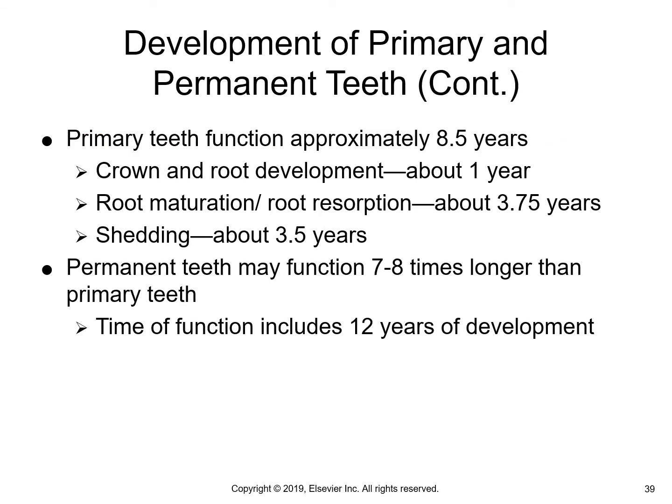Primary teeth function for approximately 8.5 years. The crown and root development takes about 1 year for primary teeth. The crown and root are not complete until that tooth is fully in function with the opposing teeth, so the root will not be completed until the tooth is in occlusion. Root maturation and root resorption take about 3.75 years with primary teeth, and shedding is about 3.5 years. Permanent teeth may function 7 to 8 times longer than primary teeth, so the time of function would include the 12 years of development.